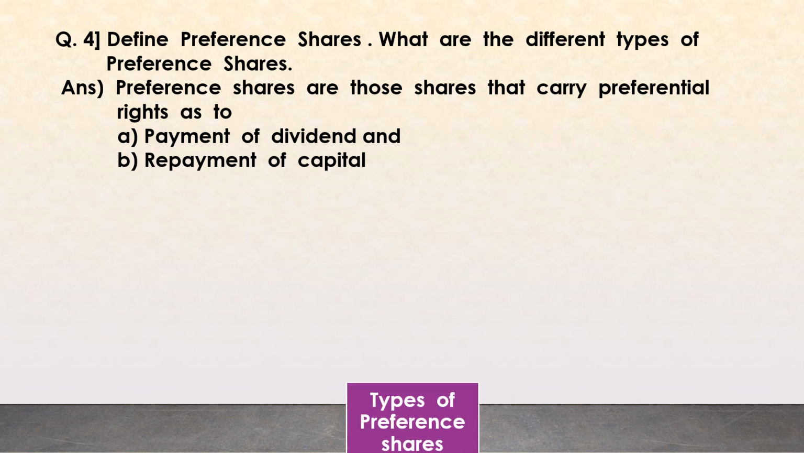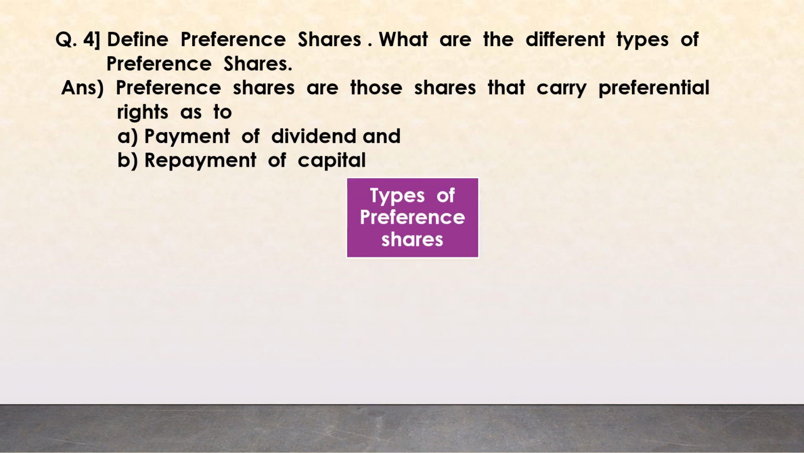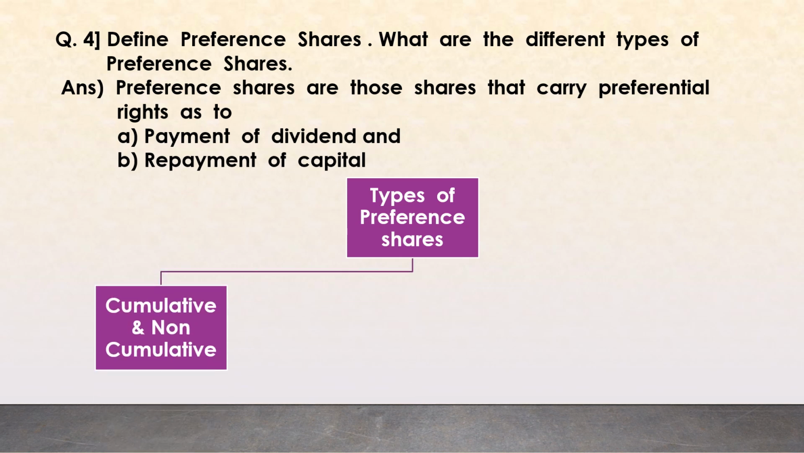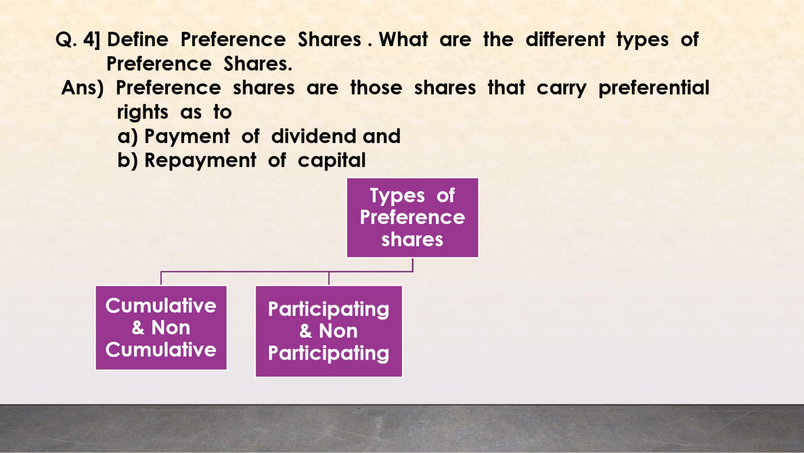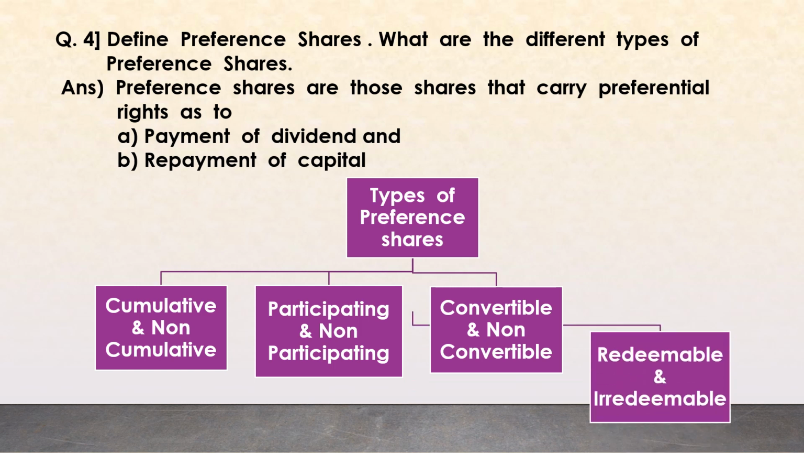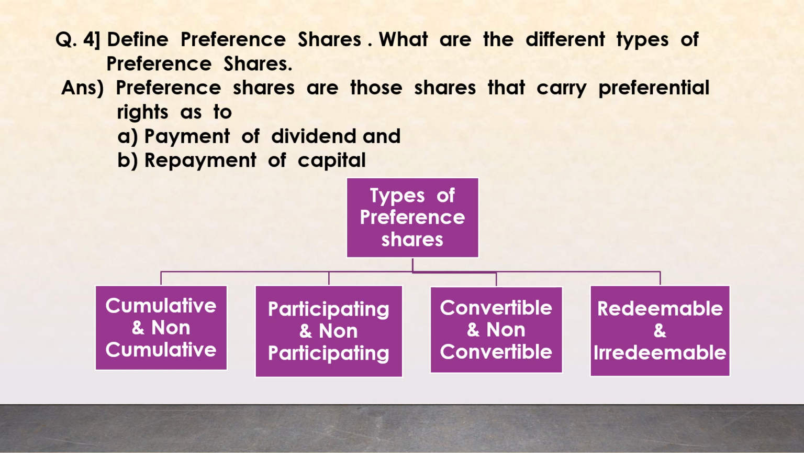Let us know the different types of preference shares. In all, there are 8 types of preference shares and they are divided into 4 categories. Let us see what these 8 types are. The first category consists of 2 types, that is cumulative preference shares and non-cumulative preference shares. The second category consists of participating preference shares and non-participating preference shares. The third category consists of convertible preference shares and non-convertible preference shares. And the last category consists of redeemable preference shares and irredeemable preference shares.